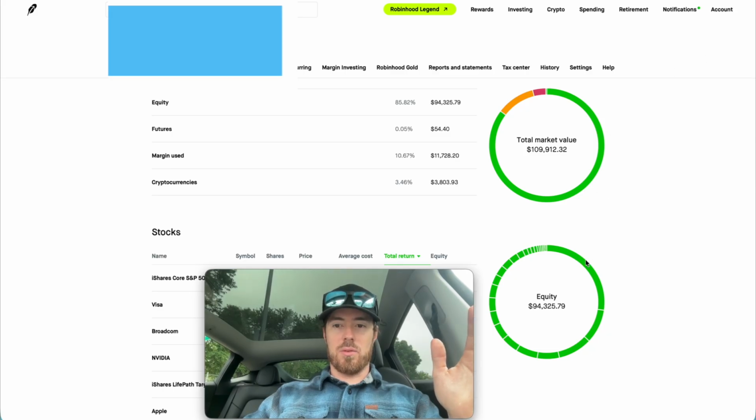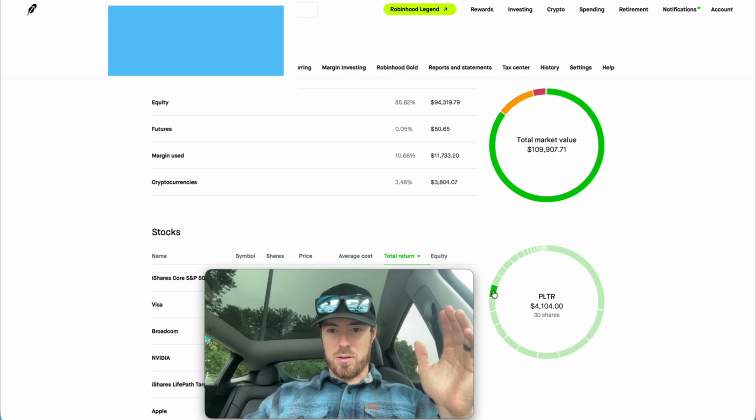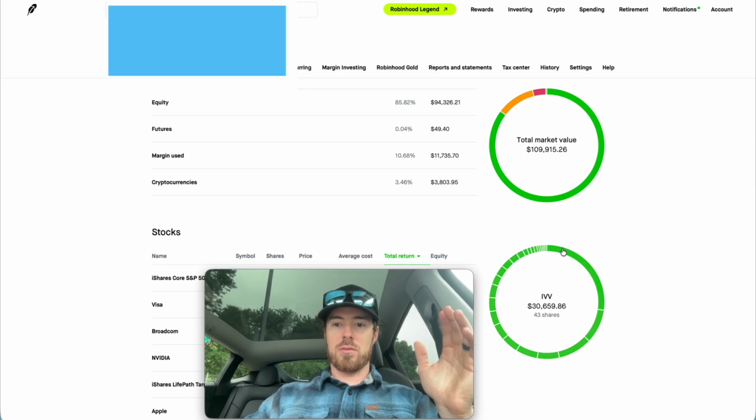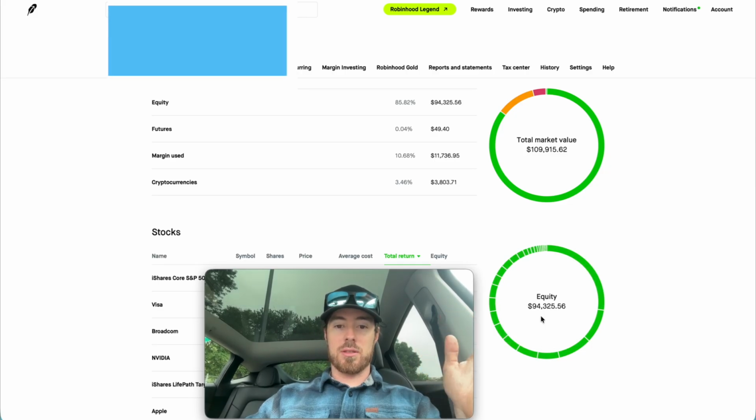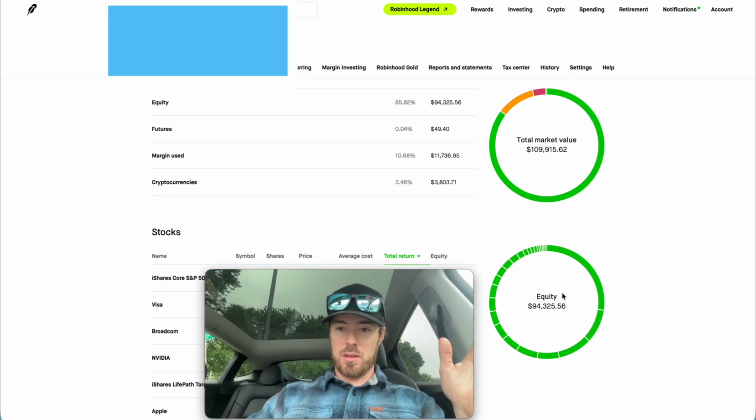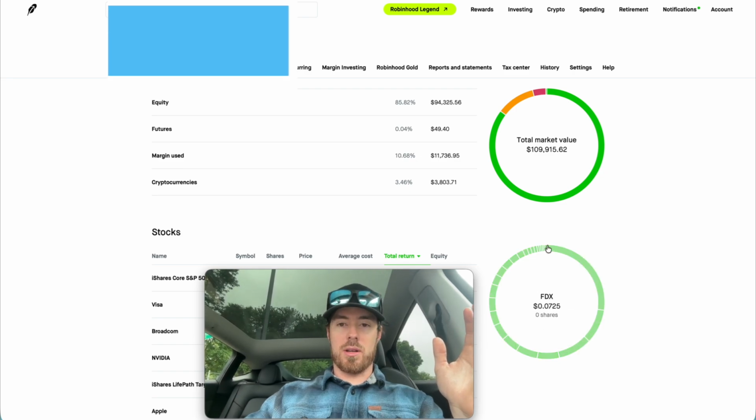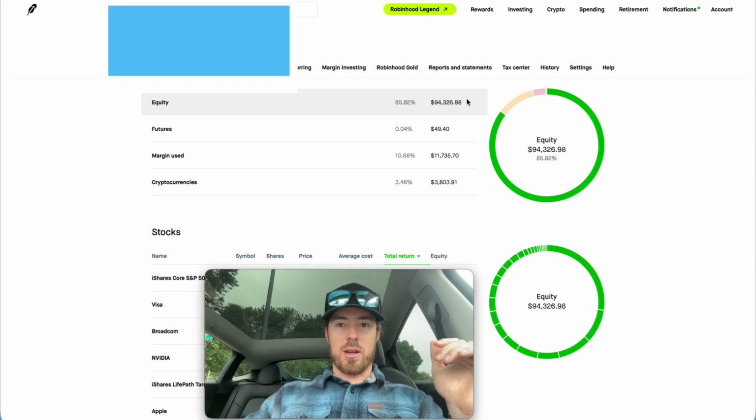I like this view. It shows that I am 100%. Oh, I didn't know it did that. If you put your cursor on there, it shows you the amount and how many shares. So this circle is showing that I'm 100% invested, basically, with my stock position. This shows the equity of the account.